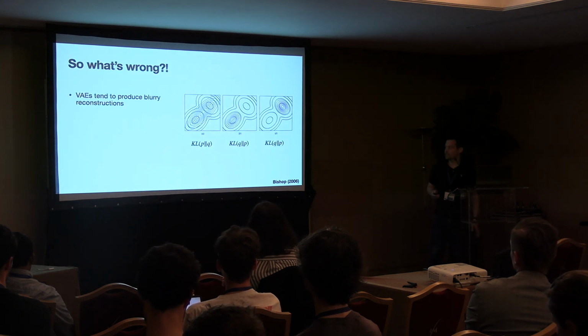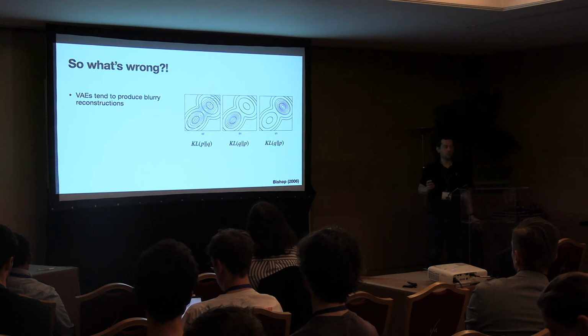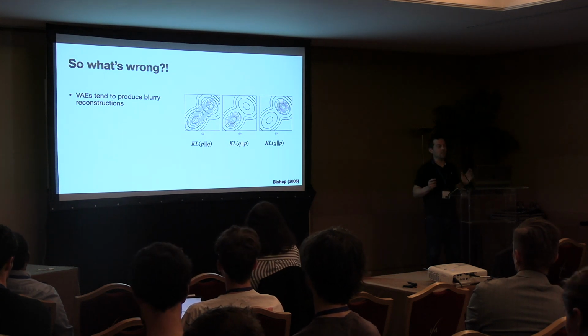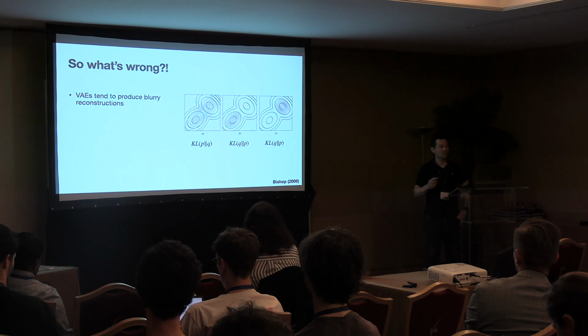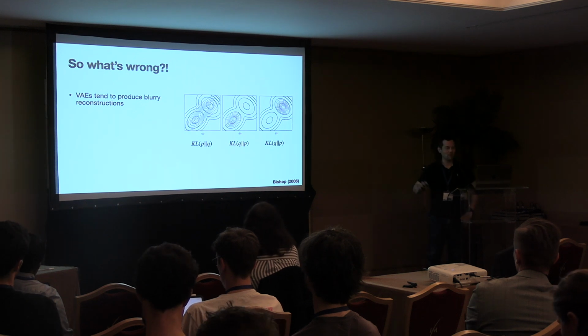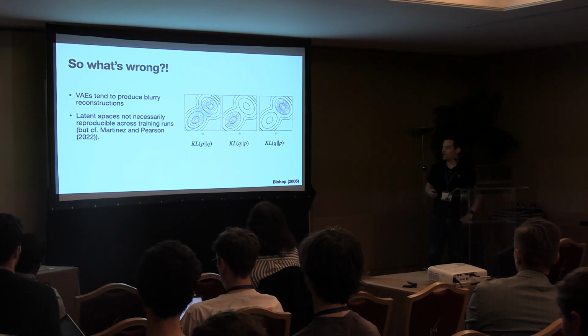What's wrong with this is that VAEs tend to produce blurry reconstructions. This is actually the machine learning thing that's wrong with it. It's not the one I'm concerned with today. But this is the reason VAEs got surpassed by GANs and normalizing flows and diffusion models and all sorts of other great things. So now this is pretty low-grade technology for machine learning.